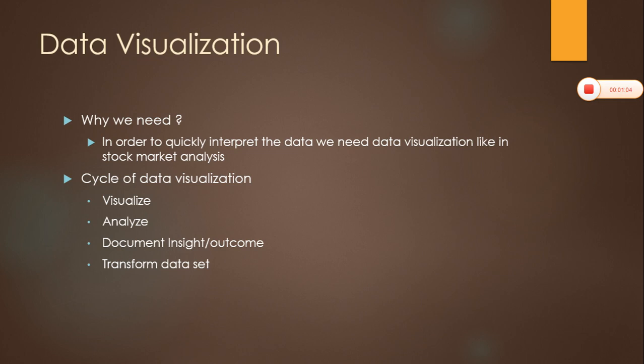Coming to the cycle of data visualization, it starts with visualizing the data, analyzing and documenting the insights or the outcomes, and finally transforming the data set. For example, whenever we are collecting any data set about a particular disease or about a particular area, these 4 steps are going to be performed: visualizing, analyzing, insighting, and finally transforming the data set.